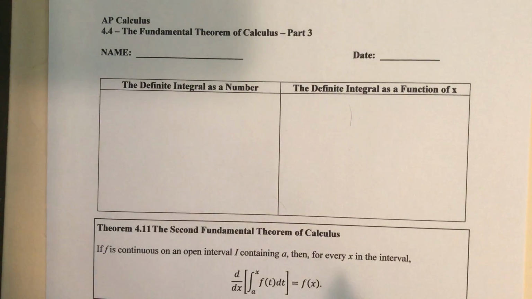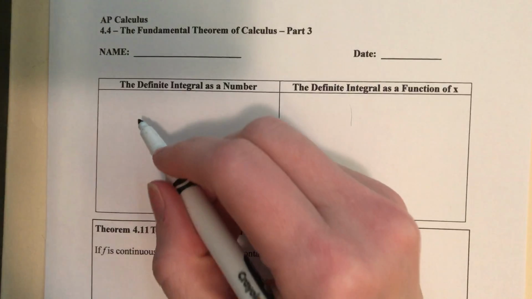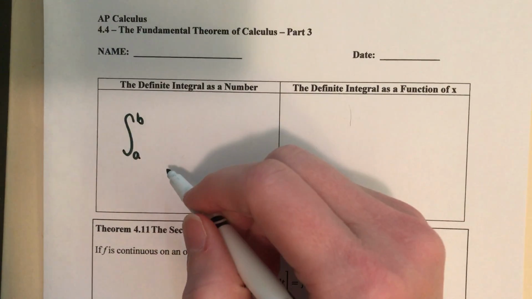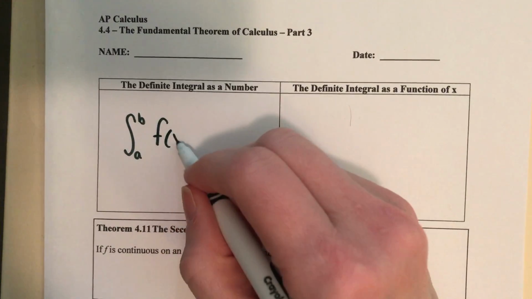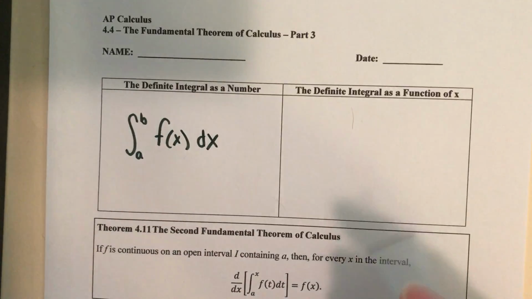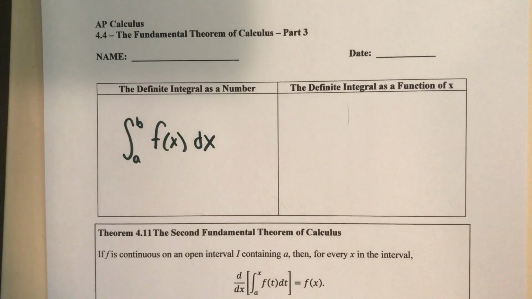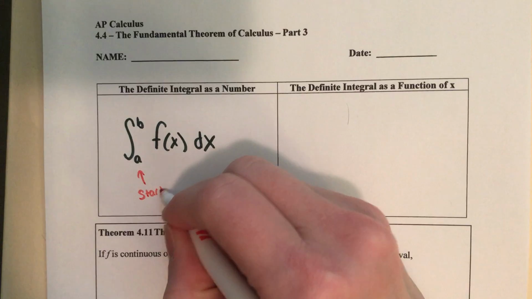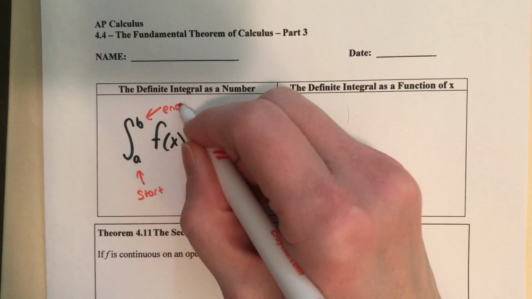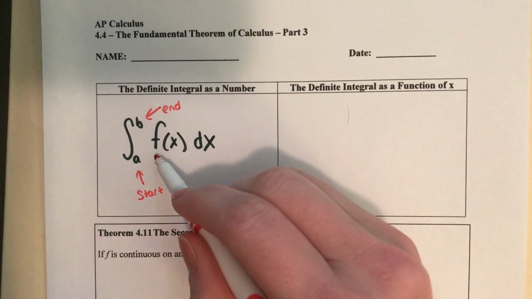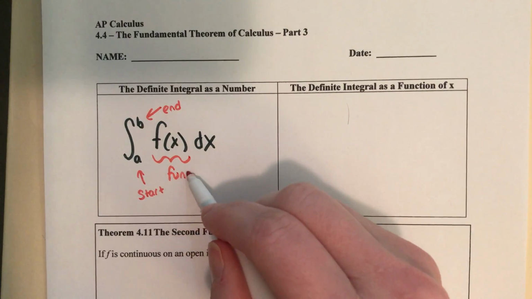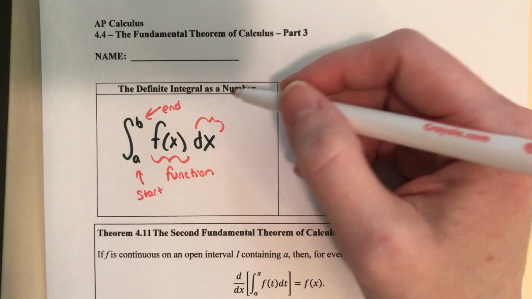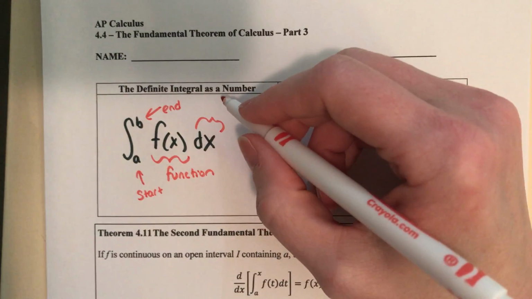We're going to start with one that we already know. The definite integral is a number. So that's what we've been doing, where we have boundaries. So from a to b of f of x dx. So a and b are our constants. So a is our starting point. B is our ending point. F of x is our function. And dx tells you the variable that you're working with.